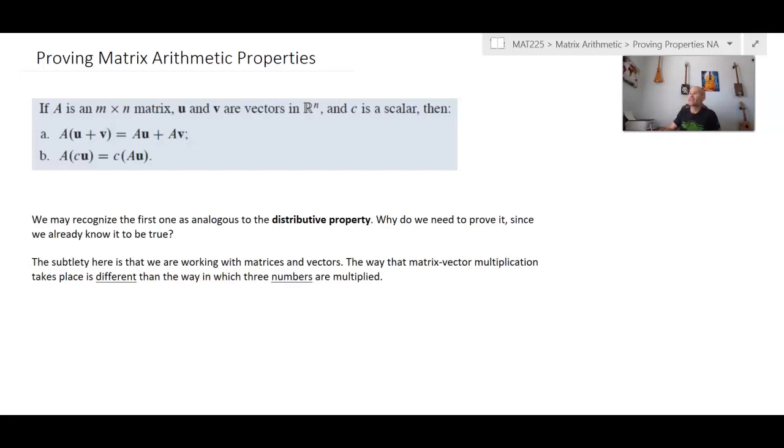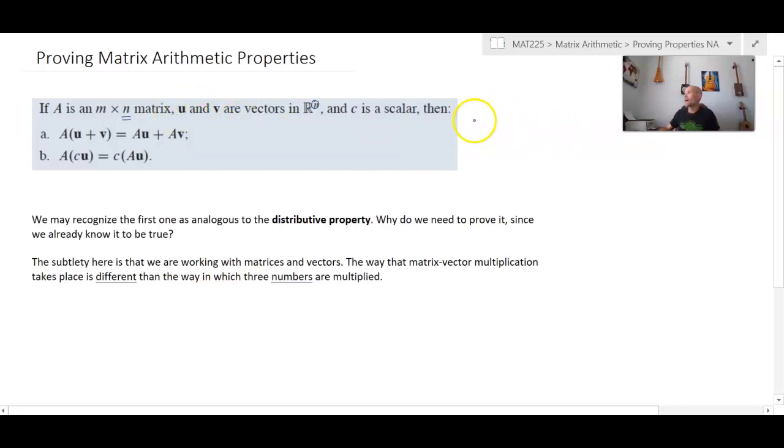If A is an m by n matrix, so A has m rows and n columns, this could be a 2 by 3, a 5 by 6, a 4 by 4, a 7 by 12, a 12 by 7. It doesn't really matter. The dimensions may or may not be the same for the rows and columns. And then U and V are vectors in Rn. Notice the correspondence here. The number of columns in A is the same as the number of rows in U and V.